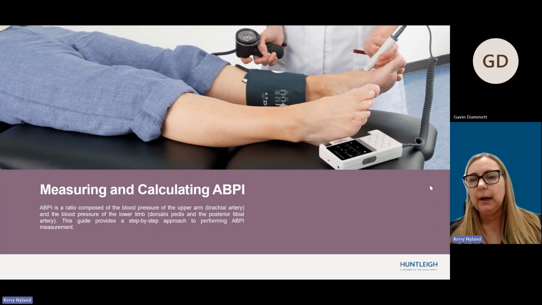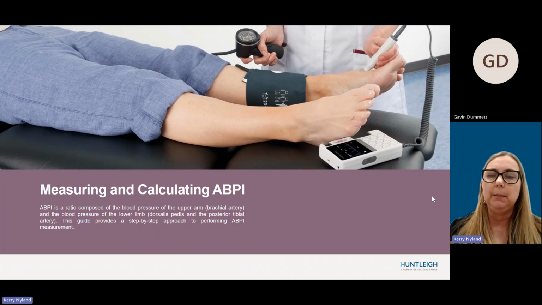But on the flip side, you can also get a really high ABPI ratio of 1.3 or above. This indicates that the vessel is calcified, it's stiff, and it's difficult to compress with the blood pressure cuff, so it elevates your blood pressure reading. You'll see this a lot in patients with diabetes, for example. But we'll explain a little bit more about that as we go along.